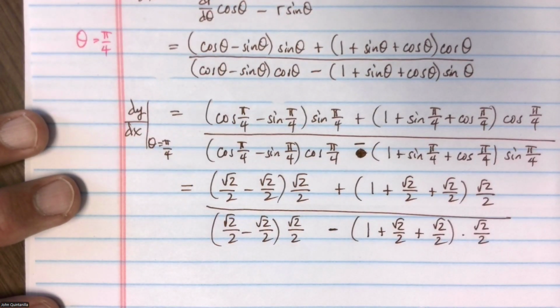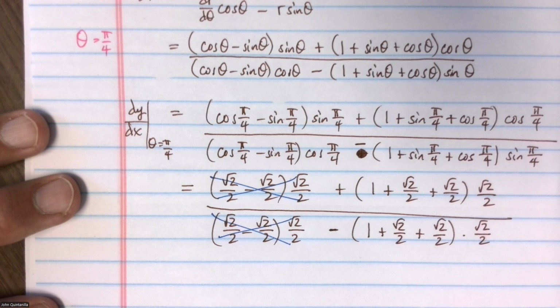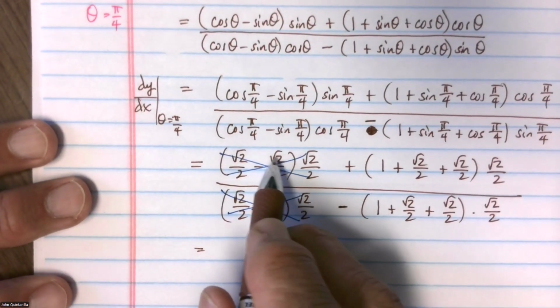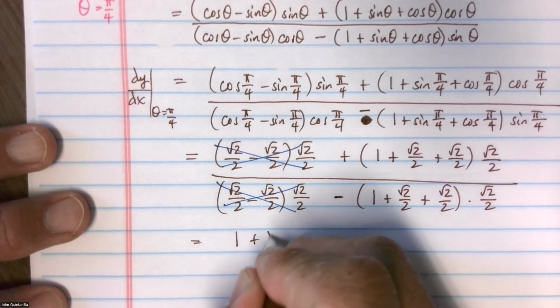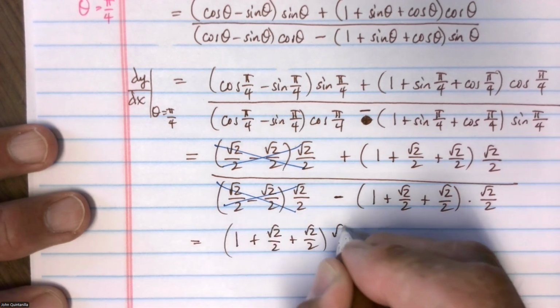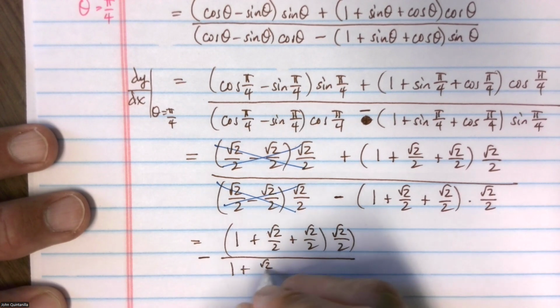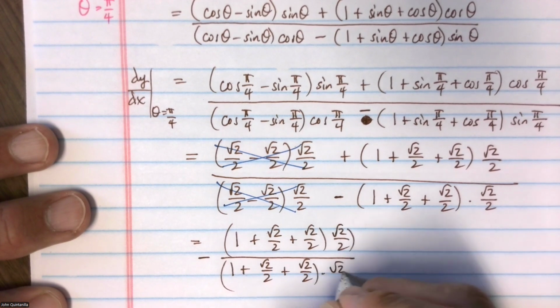Now this looks like a hideous mess, but a lot of things are going to go away. Both of those are 0, and so we can simply ignore those. So let me drop off this term here because that's a 0. Let me copy over 1 plus square root of 2 over 2 plus square root of 2 over 2 times square root of 2 over 2. Then I have a minus 1 plus square root of 2 over 2 plus square root of 2 over 2 times square root of 2 over 2.